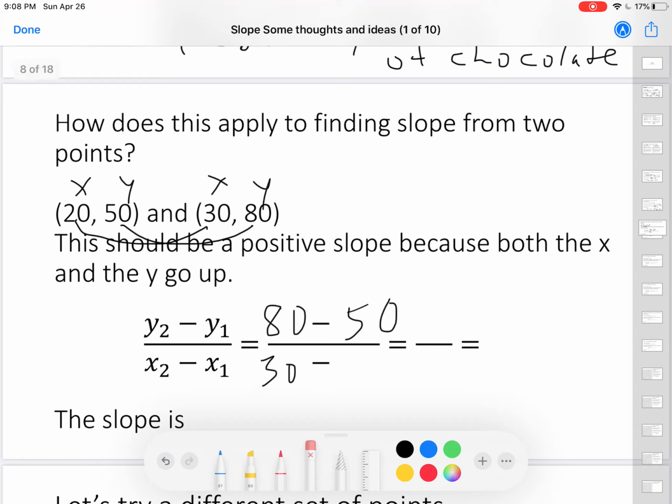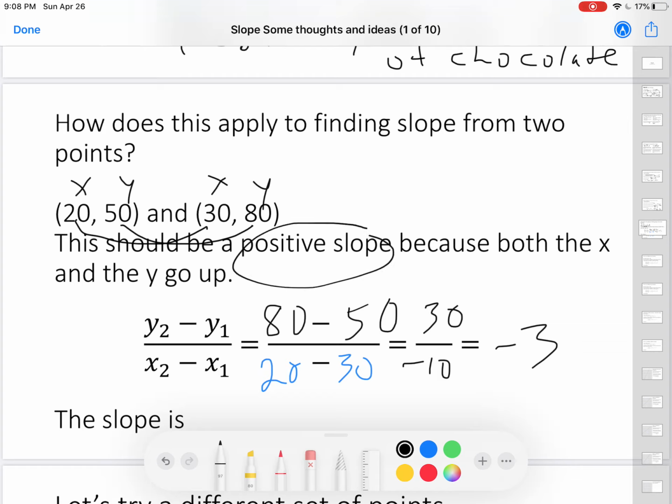Let's just say that I switched just this one, and I made it 20 minus 30. Well, that would be 30 over negative 10, which is negative 3. But we said that this should be a positive slope, and we got a negative answer. And the reason it was wrong is 50 and 30 are not in the same points, and 80 and 20 are not in the same points. That's why it's wrong. Let me fix it now.